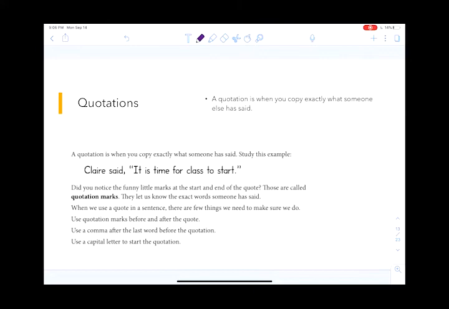For example, Claire said, "It is time for class to start." We use quotations because we are stating what Claire said. In order to correctly do this, we use quotation marks which look like this. They let us know the exact words someone has said. When we use a quote in a sentence, there are a few guidelines that are important to keep in mind.